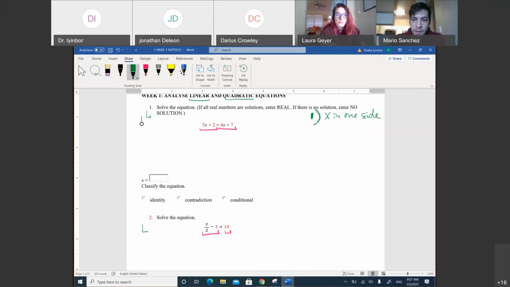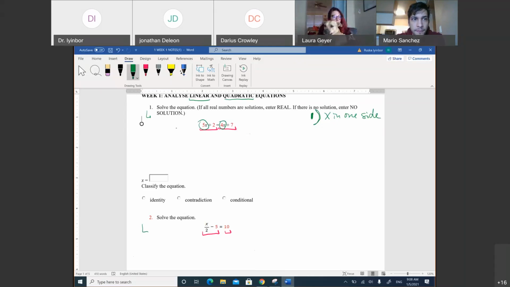In one side of the equation. So looking at my equation, I have 5x here and I have 4x here, right? These x's are on both sides of the equation. You have to move them to the same side, right? In one side, you can move it to the left side or you can move it to the right side, doesn't matter. That's the first step. And I'll explain how to move it from side to side.